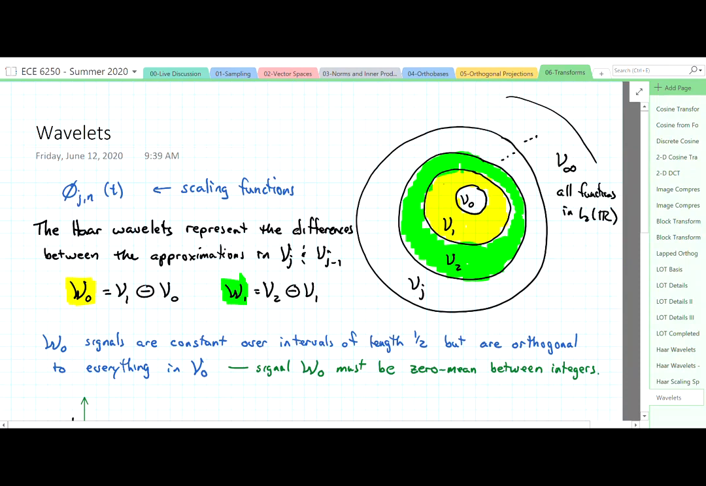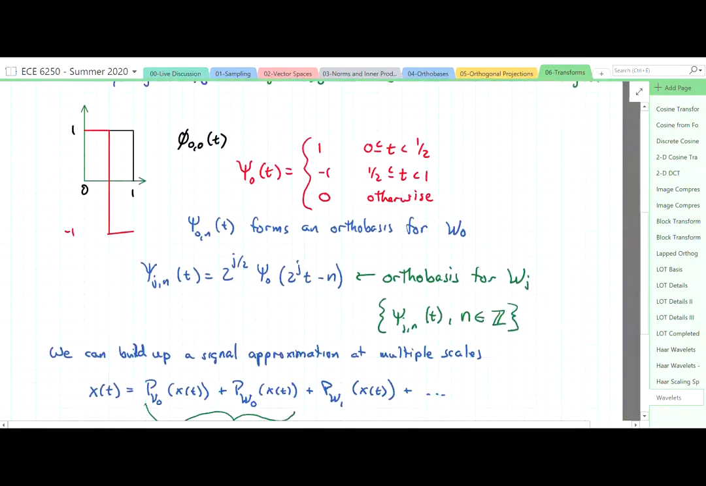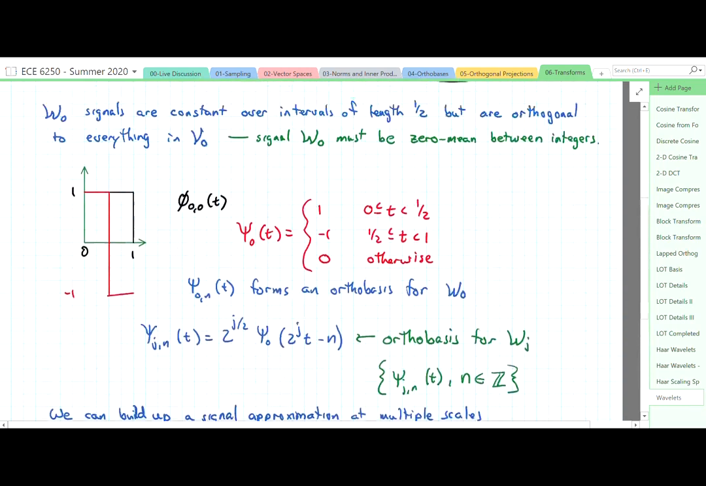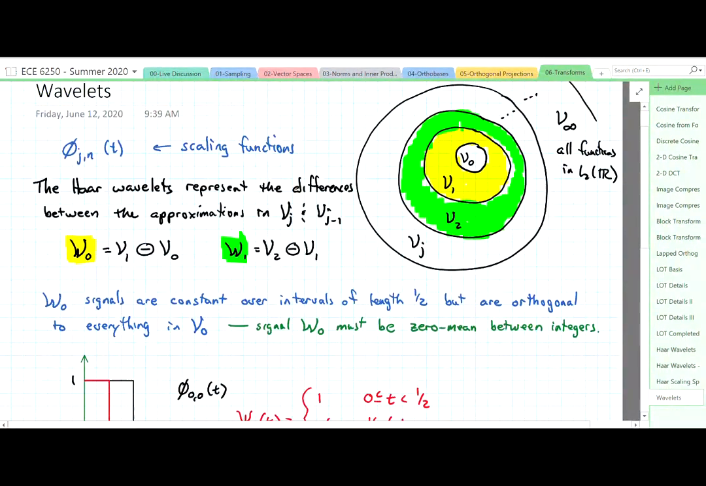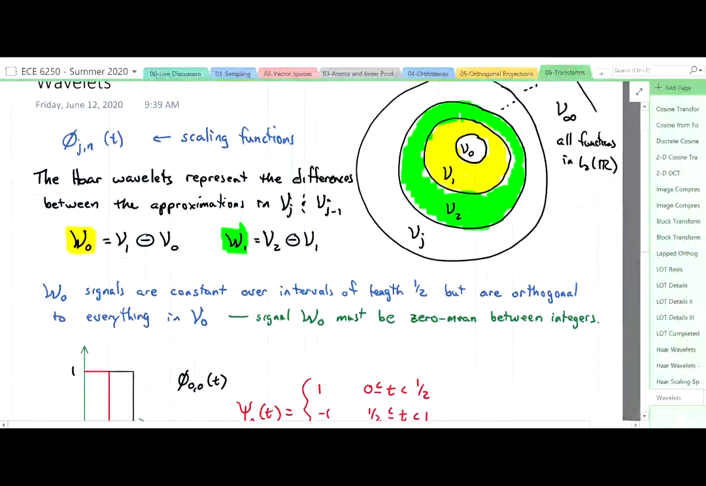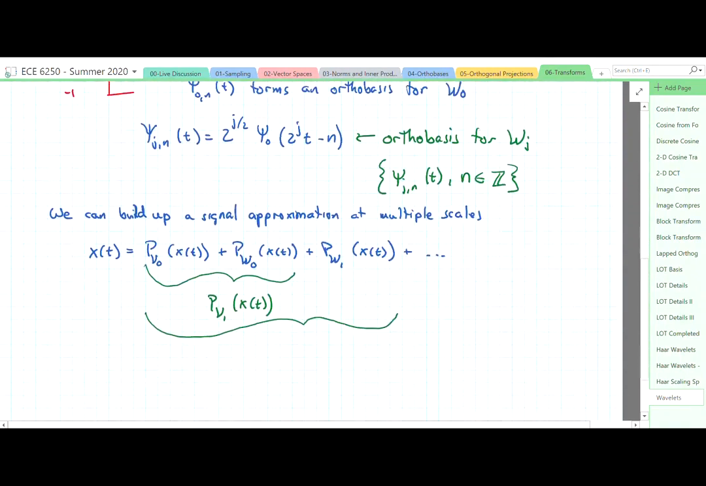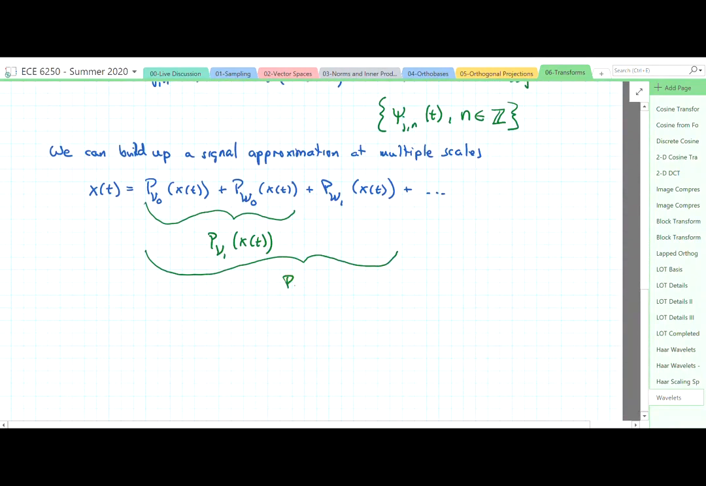So the yellow space around V naught plus V naught is going to be all of V1. So that's what we've done here. And if we take all of that and include the projection onto W1, we're now going to get everything inside the green circle, including the green circle itself. And this is the projection onto V2.